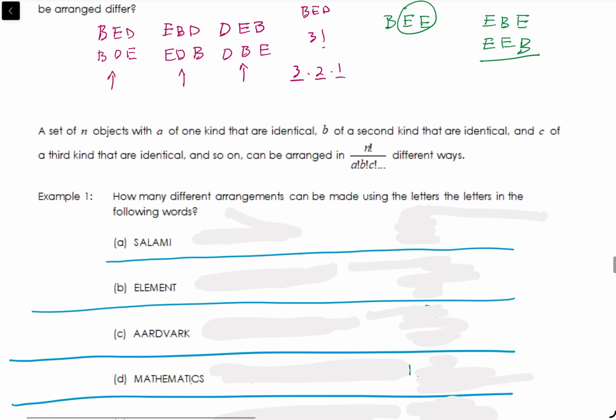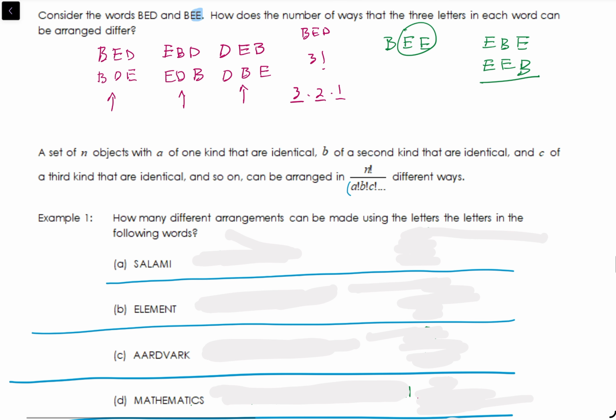So let's look at the definition. A set of n objects with a of one kind that are identical, and b of a second kind that are identical, and c of a third kind that are identical, and so on, can be arranged in n factorial divided by a factorial times b factorial times c factorial different ways. Right about now, before we get too much into it, I'm just going to say it is implied that there are brackets around the denominator when you're using a calculator. So let's take a look at some examples.